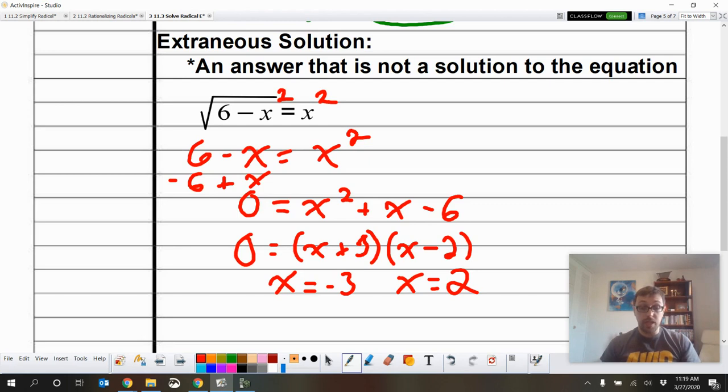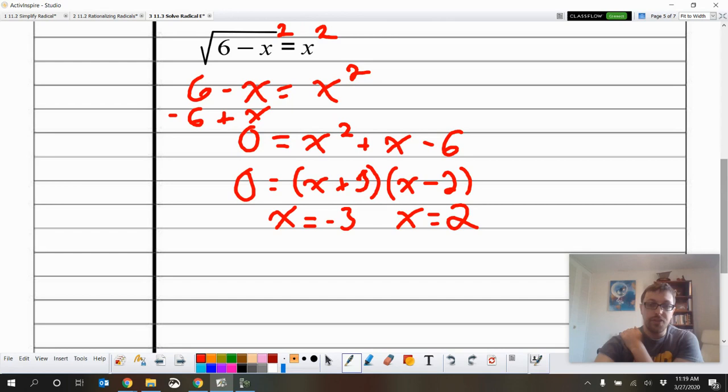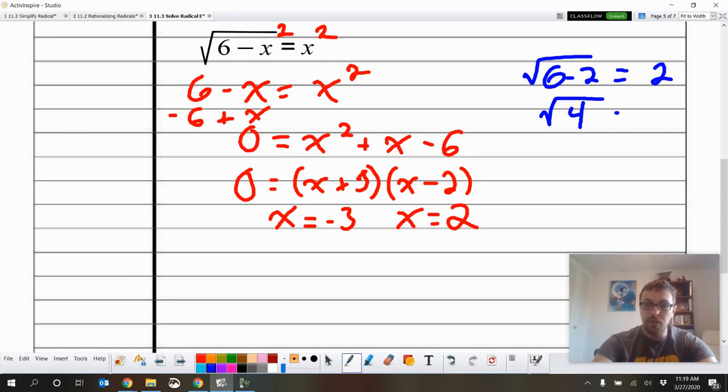Okay, so it looks like right now I've got 2 answers to this equation, negative 3 and 2. However, check what happens when we start going after the answers. If we put in the 2, I'll do that one up here. So we get square root of 6 minus 2 equals 2, and we get the square root of 4 equals 2. And the square root of 4, yeah, that's 2. Yeah, that checks out.